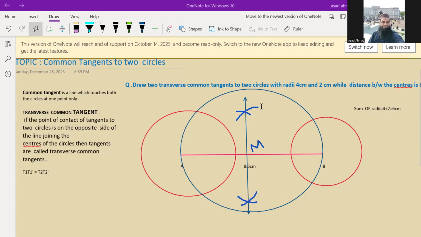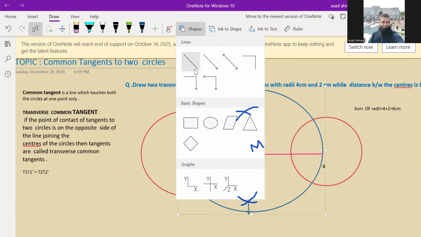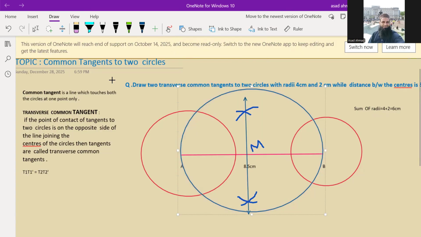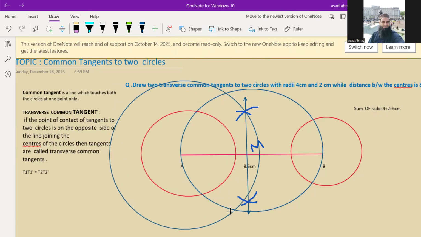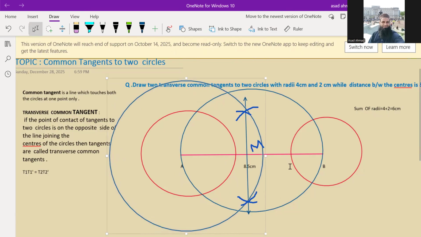So we will draw the 6 centimeter circle by taking A as center, and this circle will also be a dotted circle. I'm drawing it with the blue color again. It will be bigger than this circle, like this one. So the four circles are completed, and these two blue color circles will be dotted.